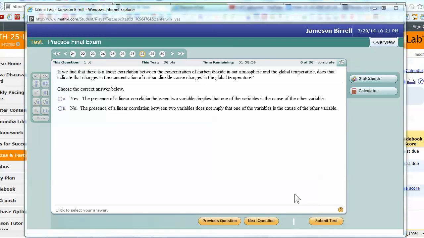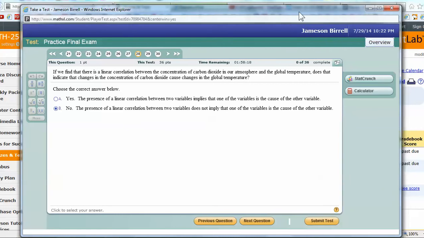Okay, question 28 says, if we find that there's a linear correlation between the concentration of carbon dioxide in our atmosphere and the global temperature, does that indicate that the changes in the concentration of carbon dioxide cause the changes in global temperature? I don't know if the emphasis is on my voice. Kind of already lead to the answer here, but no. The presence of linear correlation between two variables does not imply that one of the variables is the cause of the other. In fact, it could be something completely different.